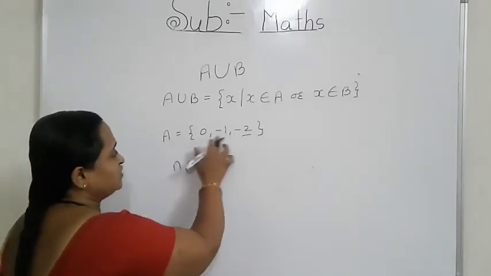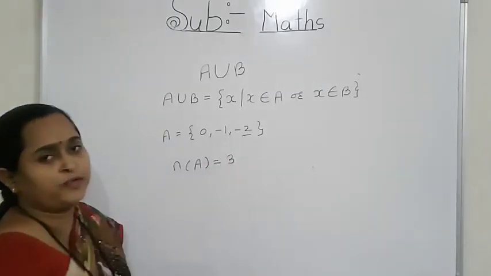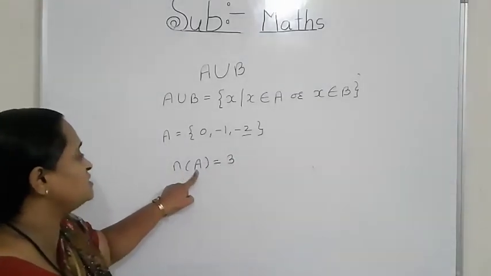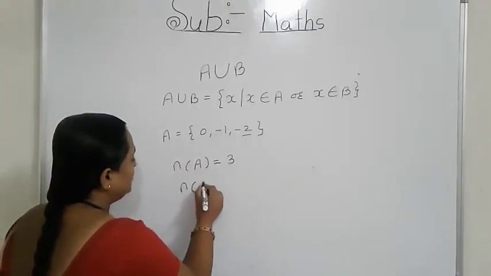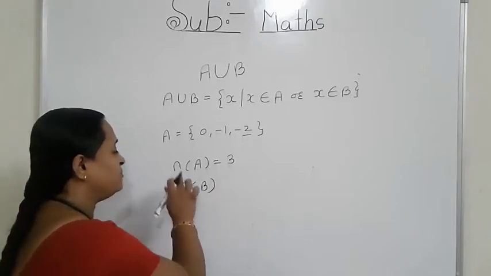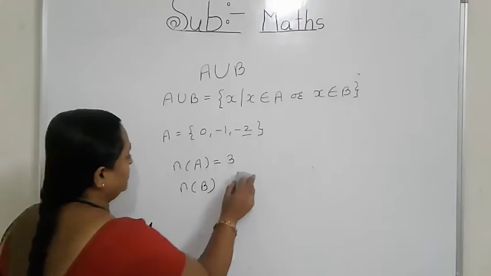Now in set A, 3 elements are there. So n of A is equal to 3. n of A means number of elements in set A. Now if you are writing n of B, this is the number of elements present in set B. This is n of B.